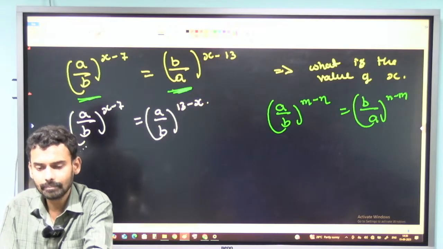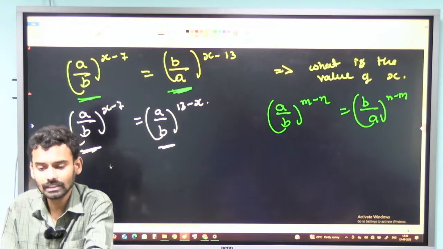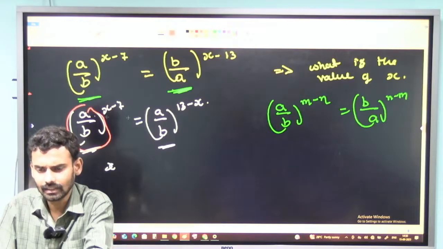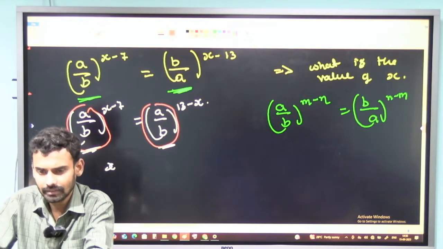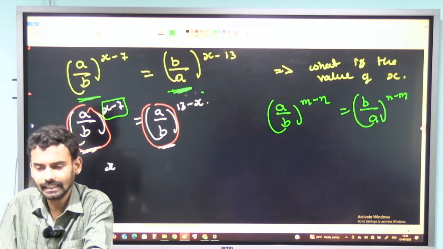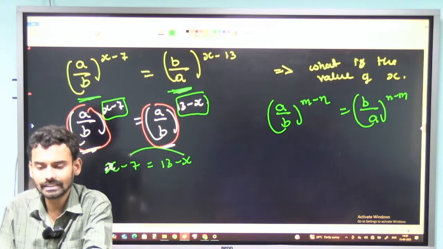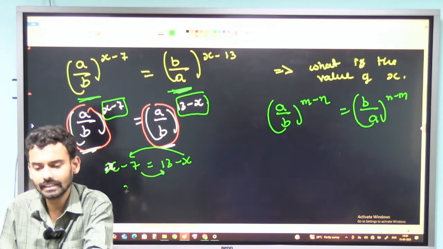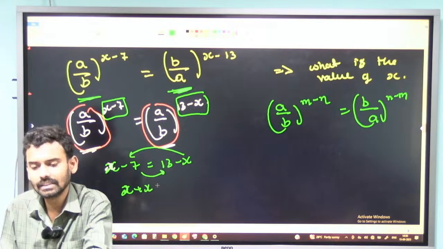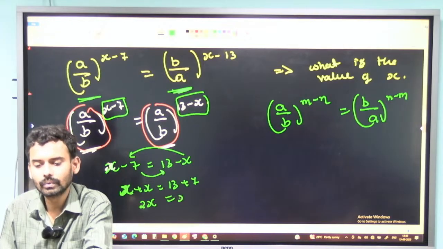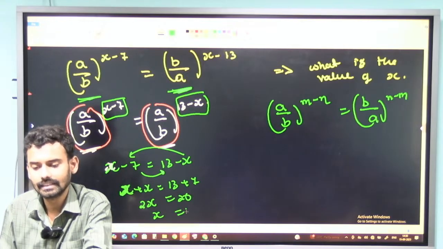Now, the bases are the same, I can equate the powers. So, a by b is the base here, a by b is the base here. So, I will be equating the powers directly and I will get x minus 7 is equal to 13 minus x. If I take x to this side and send 7 to this side, I will get x plus x is equal to 13 plus 7, which simply means 2x is equal to 20. So, the x value here is 10.